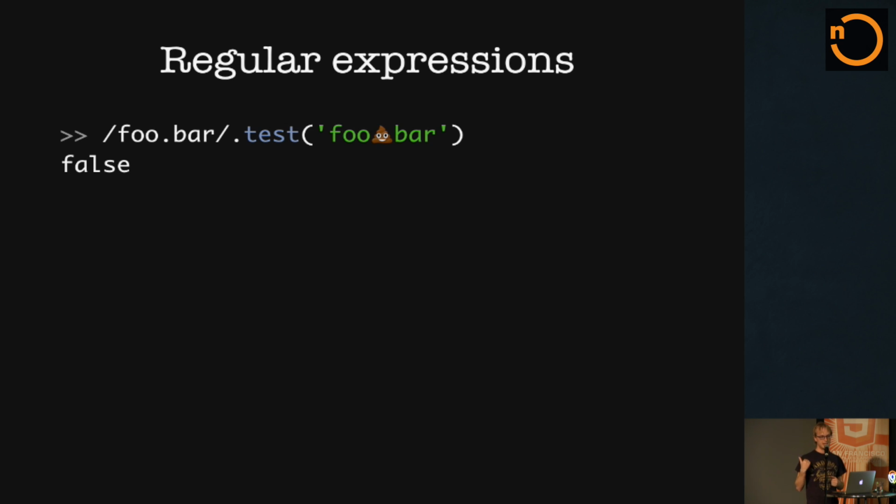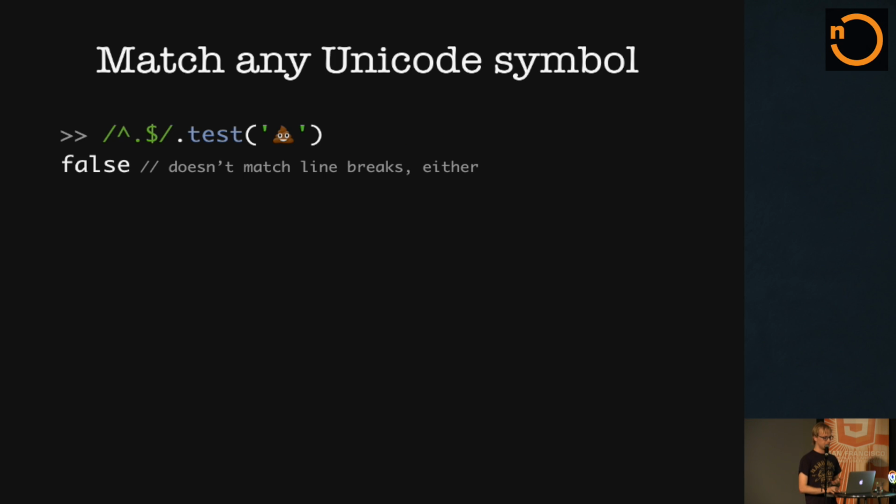So in this case, you might expect the regular expression to match and the result to be true, but instead it's false, because the pile of poo consists of two surrogate halves as far as JavaScript is concerned. So let's think about this for a second. What kind of regular expression could we use to match any Unicode code points? Well, we cannot use the dot operator as we've demonstrated. Besides, it wouldn't match line breaks either.